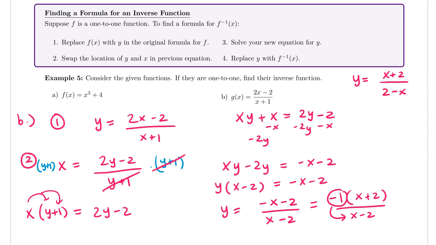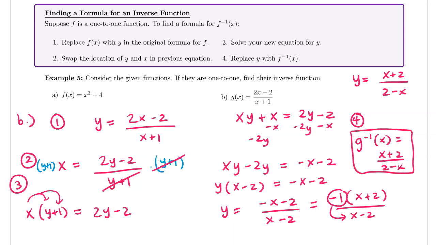And then finally for step 4, this was all step 3. So maybe I'll put step 3 here. And then for step 4, we can replace y with g inverse of x, which is equal to x plus 2 over 2 minus x. So here is our final answer.